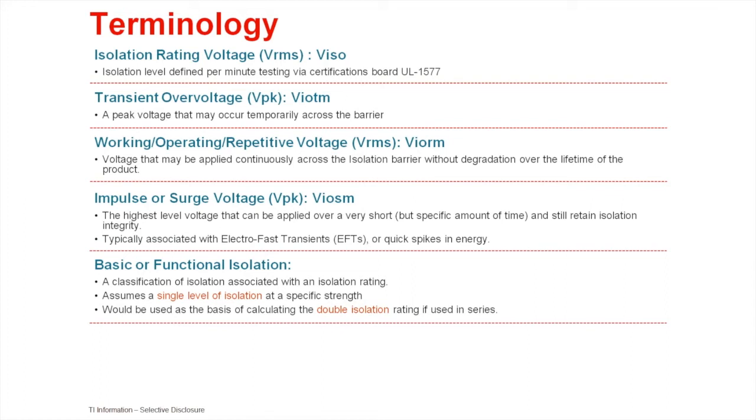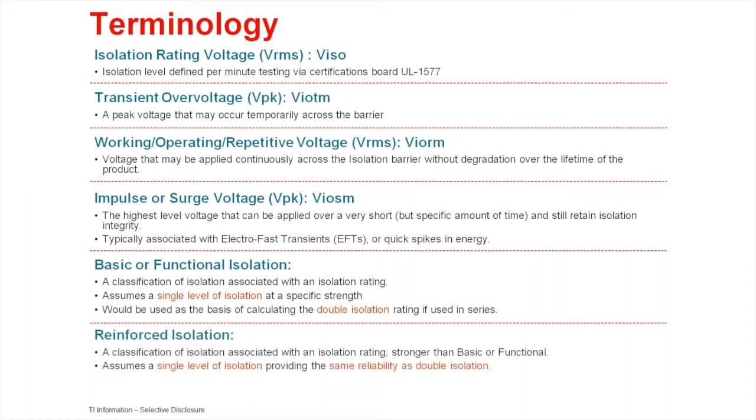After basic or functional, you can then get into reinforced levels of isolation. Again, this is an isolation rating correlating to the isolation rating VISO, but assumes a single level of isolation that is as strong as two basic or functional isolations in series.